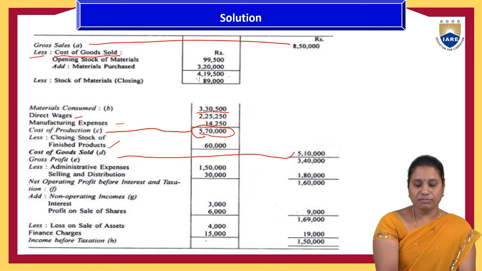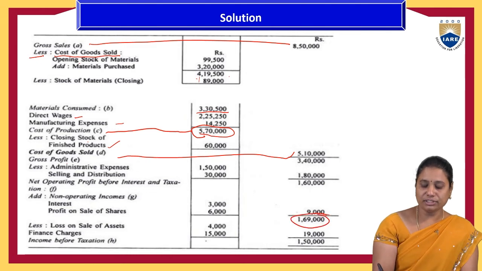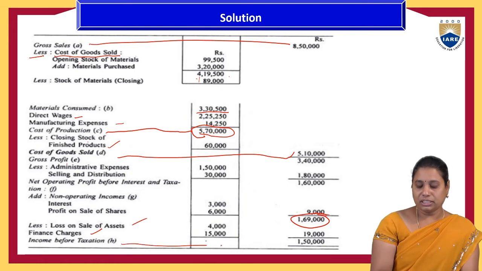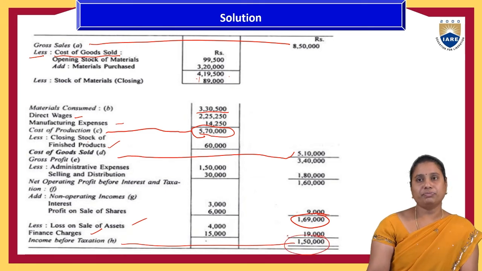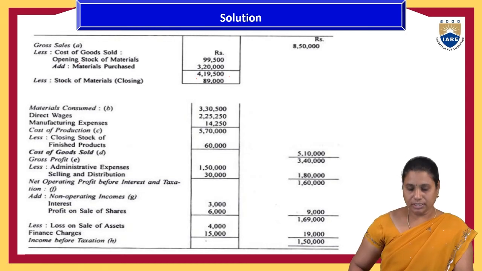If we want the gross profit, we have to subtract the administrative expenses and the selling and distribution expenses. Then we get the net operating profit before interest and taxation. If we add non-operating income, interest and profit on shares, the profit on sale of shares, and subtract loss on sale of assets and financial charges, then we get the income before taxation worth 1,50,000. From this, we'll start the working notes.